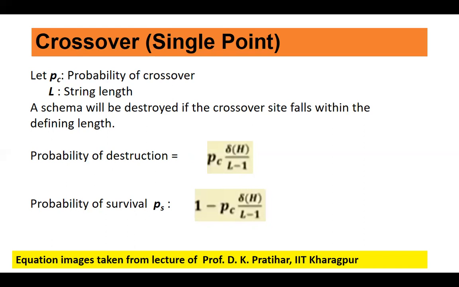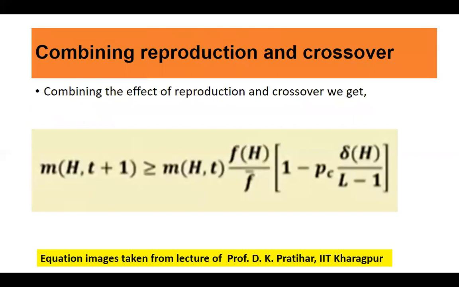Right? Now, if this is the probability of destruction, then we can find out the probability of survival, which is nothing but 1 minus probability of destruction. So now if we combine these things along with whatever we got through the reproduction, we can have a combination of reproduction and crossover, right? So combining the effect of reproduction and crossover, we get the updated rule.